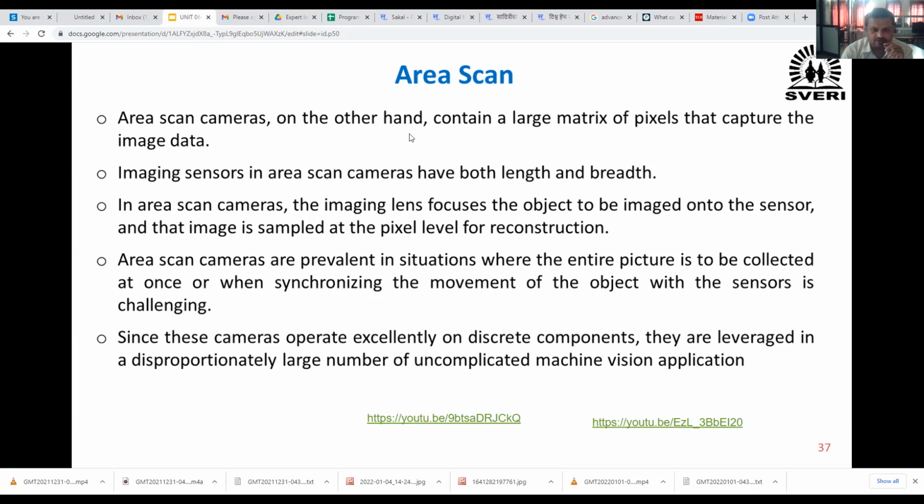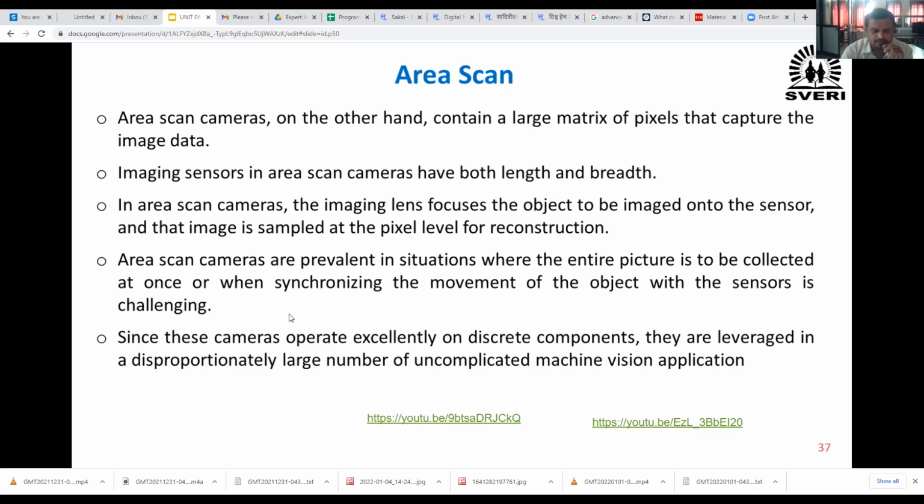Area scan cameras, on the other hand, contain a large matrix of pixels that capture the image data. Imaging sensors in area scan cameras have both length and breadth. In area scan cameras, the imaging lens focuses the object to be imaged onto the sensor, and that image is sampled at the pixel level for reconstruction.